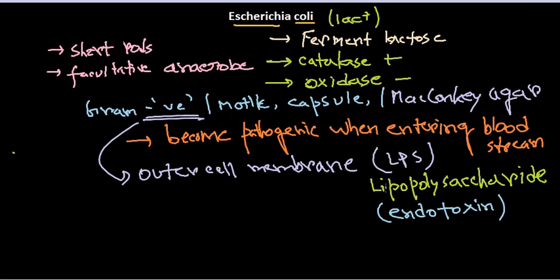And this lipopolysaccharide is made up of several different components. One of the components is the O antigen, right? Now depending upon these different kinds of antigens present in the lipopolysaccharide layer, we can divide Escherichia coli into different segments.